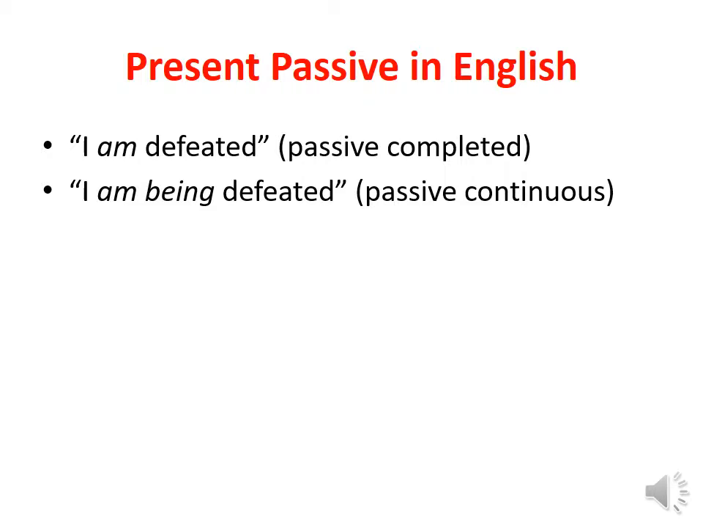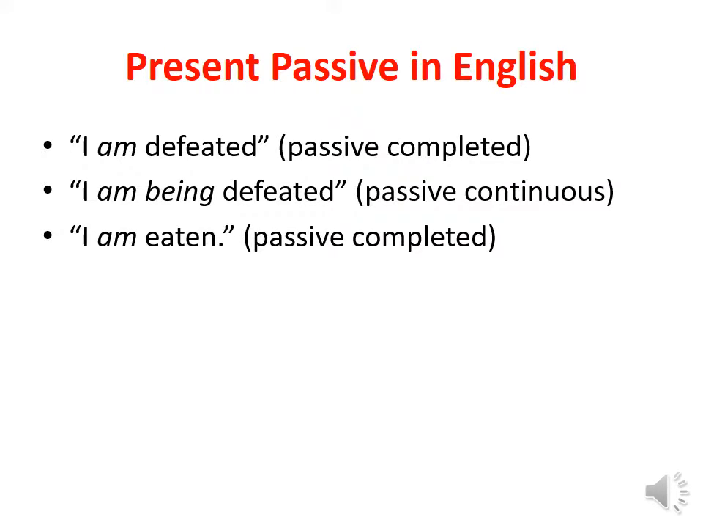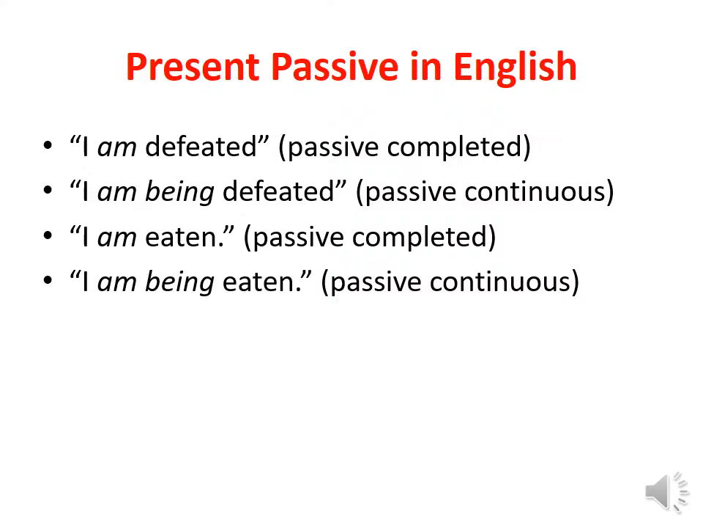We can also form the passive in the continuous, so we still use the helping verb, am, is, or are, but now we need to add being to make it passive, followed by the past participle defeated. I am being defeated. So I am defeated, a simply completed action. I am being defeated is an action in process. And again, I am eaten versus I am being eaten. 4 examples of the present passive in English.